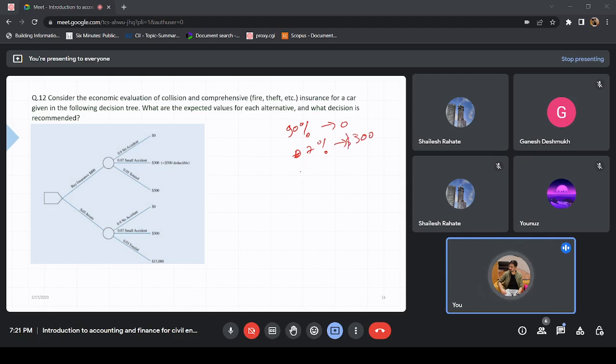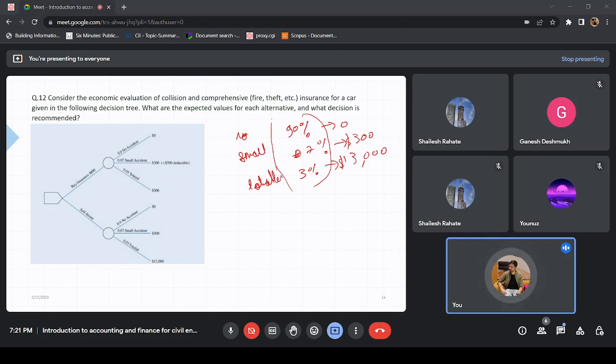What happens if it is a big accident? There is a 3% chance of a big accident, and that costs you $13,000. You can say that it is a big number. 3%, $13,000. Now let's just focus on the probability. What is this? No accident, a small accident, and totaled.